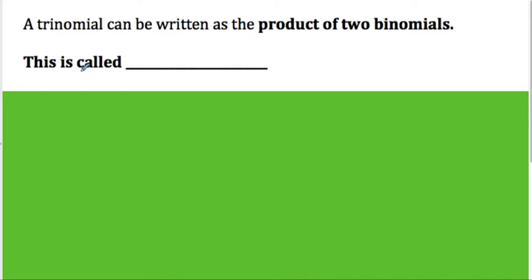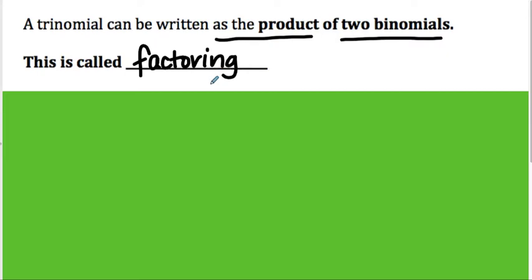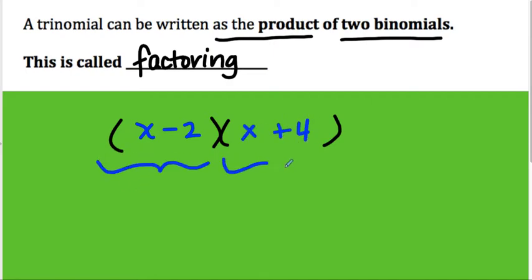Okay, so what is factoring? Factoring is when we take a trinomial and we write it as the product of two binomials. We call it factoring. So what do I mean by product? Product means multiply. So if I take two binomials, maybe something like x minus 2 and x plus 4, that's factored form. This is a factor and this is a factor of the trinomial we just factored, okay?